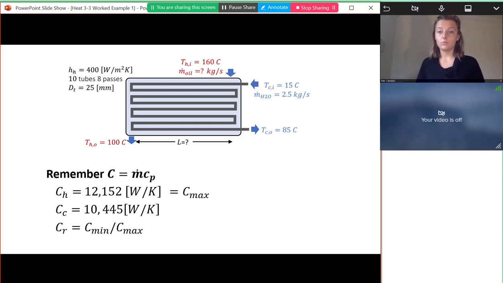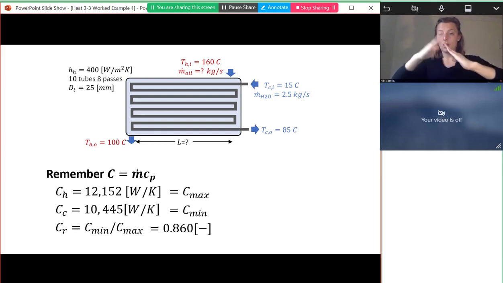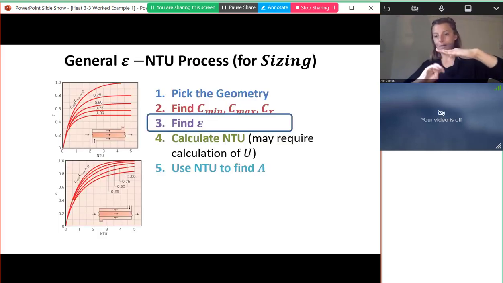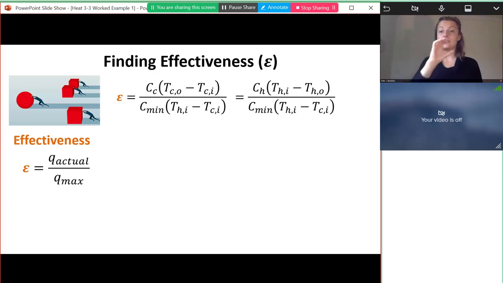So I know that my C max, big C max, is on the hot side, and big C min is on the cold side. So I can find my ratio of big C's. I always want this to be less than 1, so C min is on the top, and it's 0.86. So this is nice because now it took us a while, but we found all our values of big C, and now we can find our effectiveness.